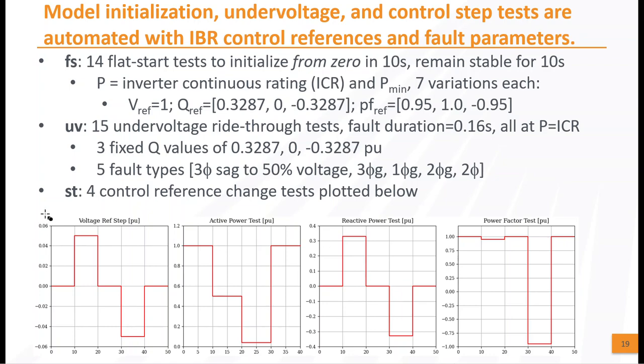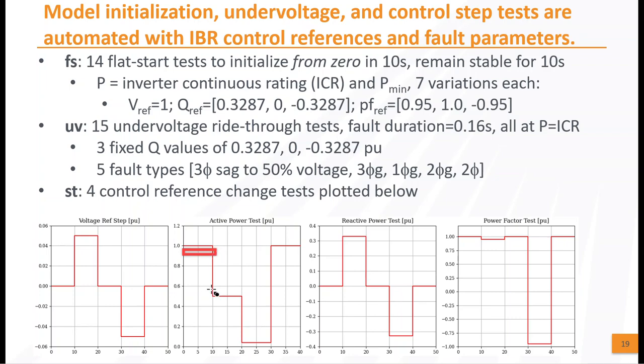The third set of tests that can be done this way is the 4 control reference change tests that are plotted below. So we have a delta VREF. It starts at 1 per unit, and then we add 0.5, or we subtract 0.5, and this is a 50-second test. So we're giving 10 seconds of operating region where the plant is supposed to stabilize at these different control reference settings.